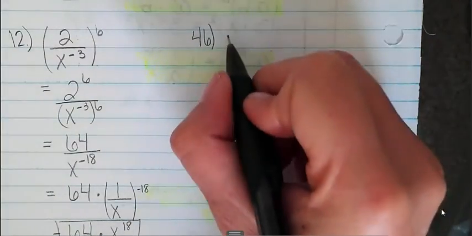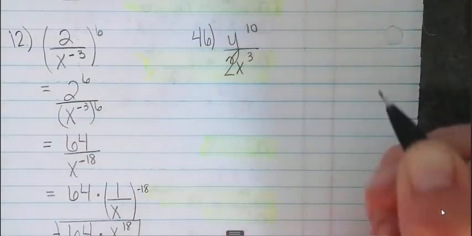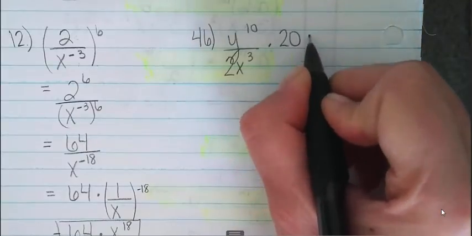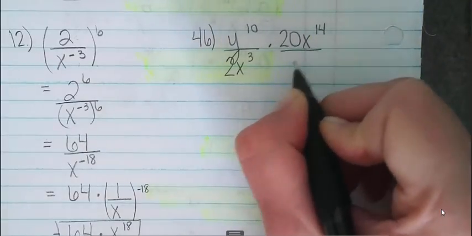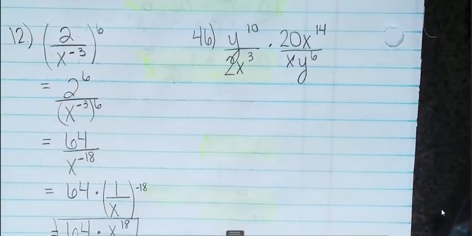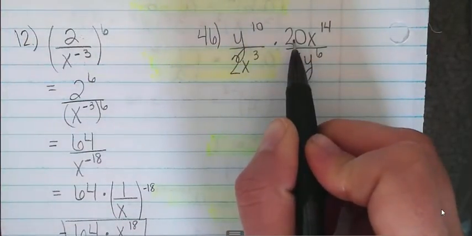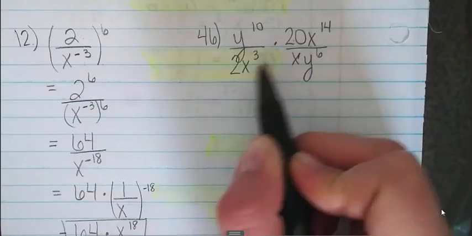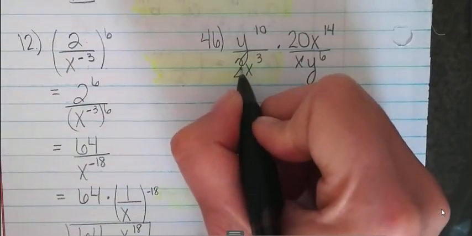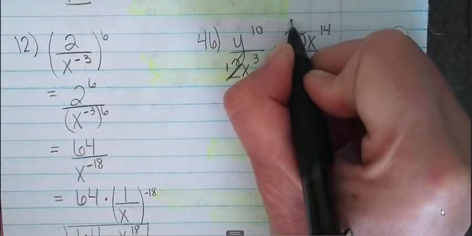So 46, we have y to the 10th over 2x cubed times 20 times x to the 14th over x, y to the 6th. All right, so the first thing I'm going to do is look for common factors in the numerator and denominators. For example, I see that in my coefficients 2 and 20 have a common factor of 2. So I can reduce this by a factor of 2, divide that out and get 1. Reduce this by a factor of 2, divide that out and get 10.